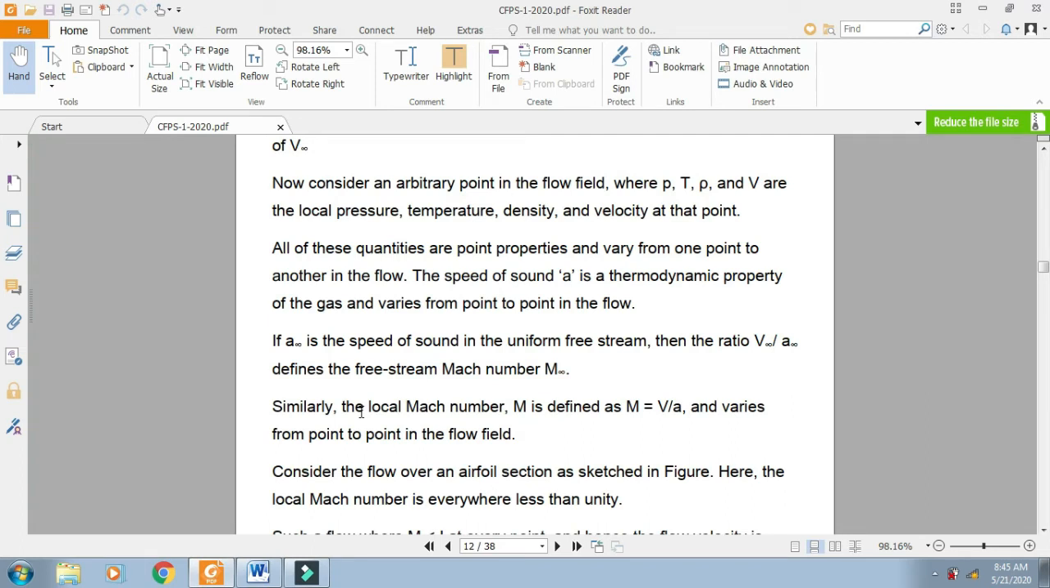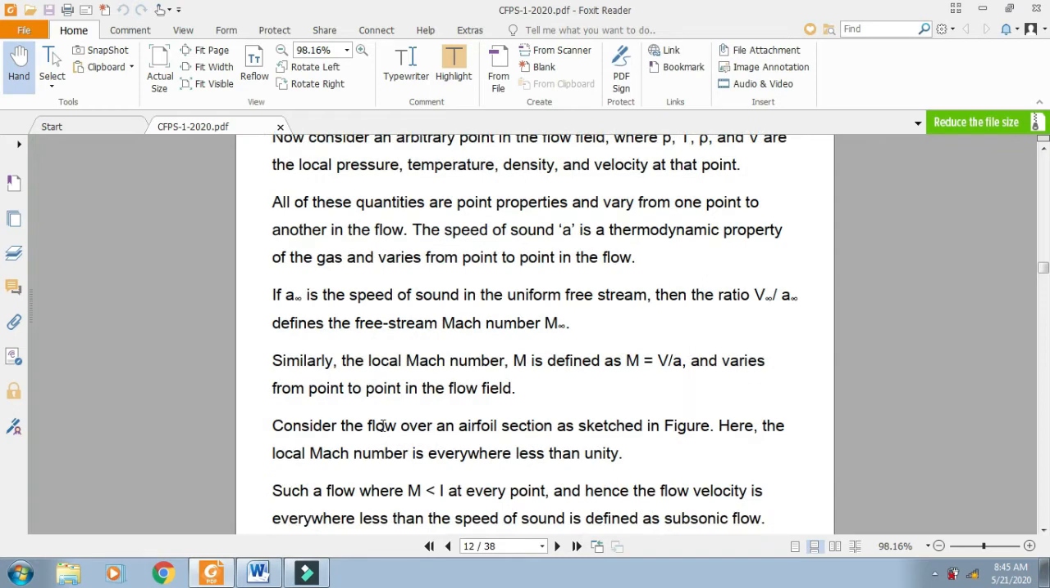On the other hand, if we use simple M without infinity, it is V over A. So this M will vary. At the front location of the airfoil, the Mach number can be different. In the middle of the airfoil, the Mach number can change, and at the trailing edge, the Mach number can again change. So it is changing from point to point.